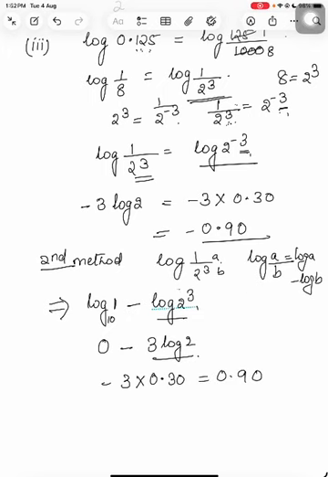You can even follow the log law and then do it, or you can follow the exponent rule over here and then do it. Both the ways are correct.